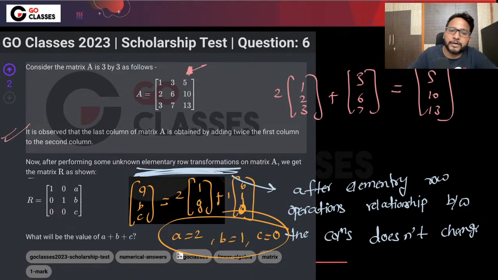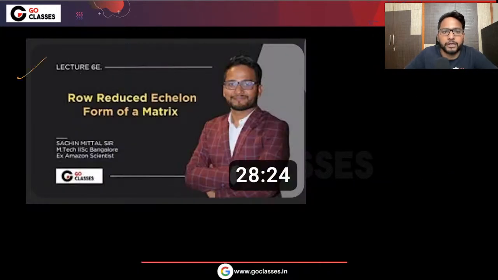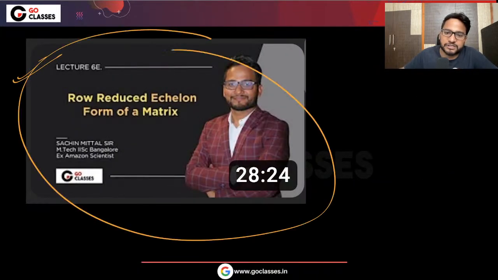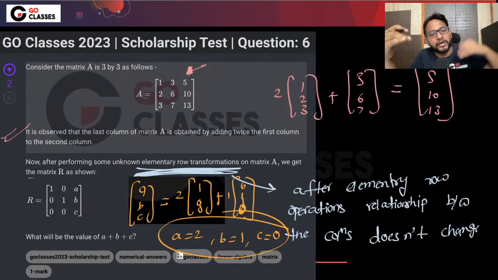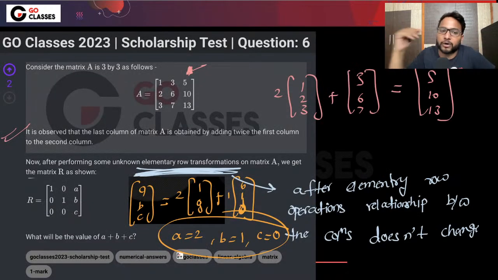Anyway, I talked about this particular concept in this particular video. So you can watch this video, lecture number 6E. Okay, you can watch this video 6E, and here I particularly talked about this concept. So the relationship between, I mean, you don't need to do all of the elementary row transformations to get this matrix.